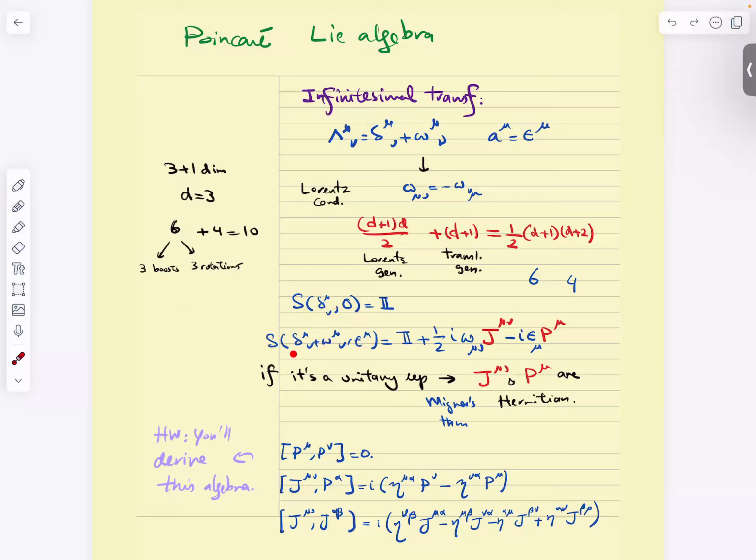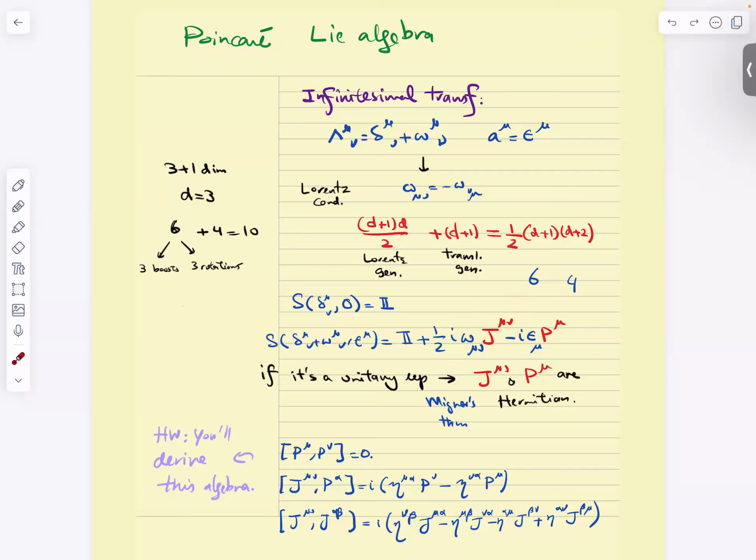Take an infinitesimal Poincare transformation. It will look like that, connected to the identity, SO, the restricted Lorentz group. Expand near the identity: identity plus half i delta mu nu omega mu nu J mu nu. These are the generators, similar to JXY, right? Minus i epsilon P mu. P mu's are translations in spacetime. These are the charges corresponding to these symmetries, and these are also charges.